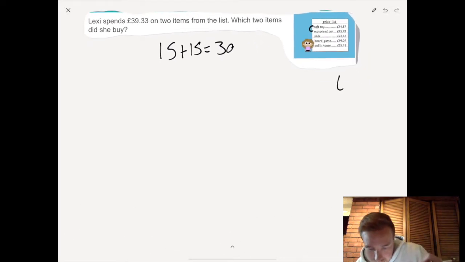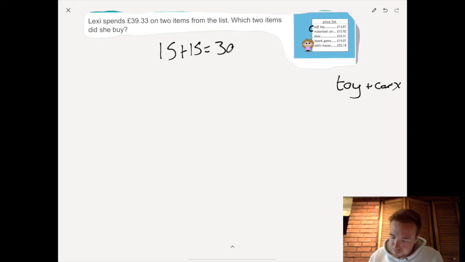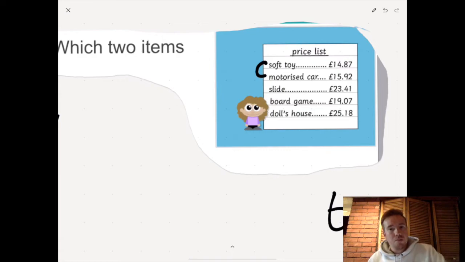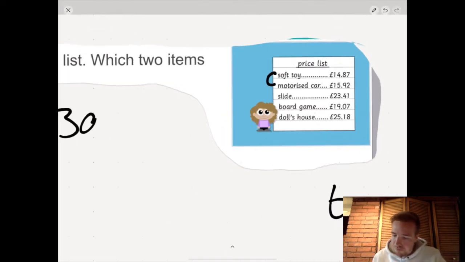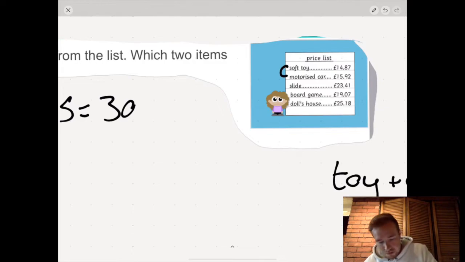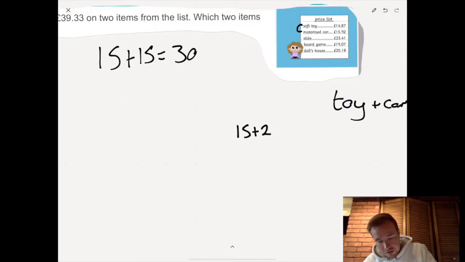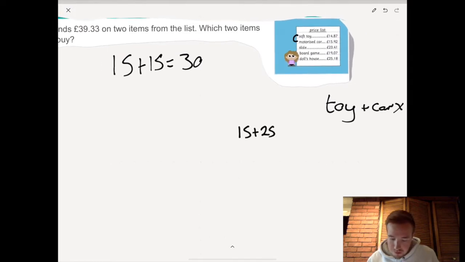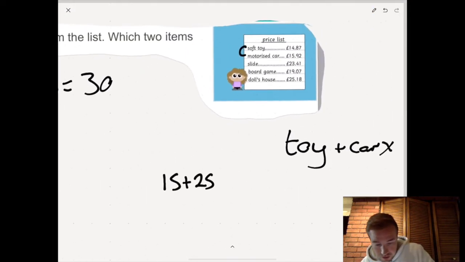So I'm just going to, are there any that, yeah. No. So toy and car is a no. Okay. And I'm going to use that same method and rule out some options, if that makes sense. So then I've got toy and slide. Well, 15 and 25 add to way more than 40. So it's not that. So it's not toy and slide.